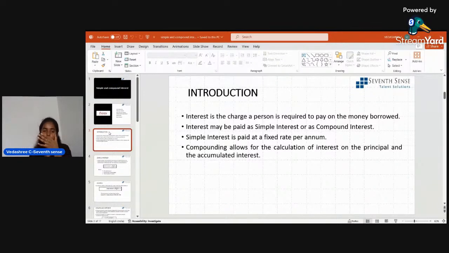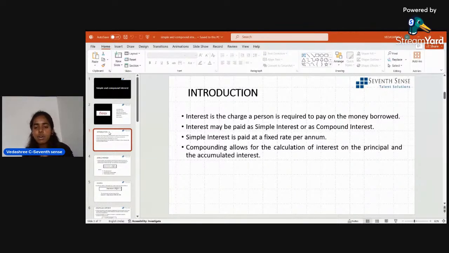First, what do you mean by simple interest and compound interest? What do you mean by interest? Interest is nothing but a charge a person is required to pay when he borrows some money from any bank or from anywhere. The charge he pays for that money is said to be interest.